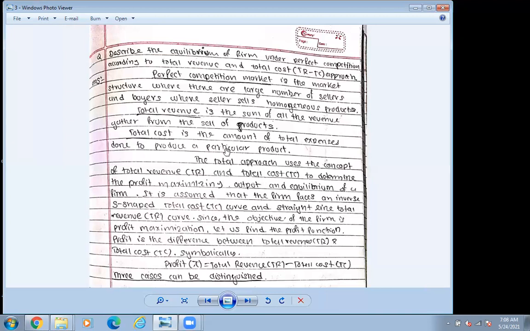this topic. Okay, the total approach uses the concept of total revenue, that means income, and the total cost to determine the profit maximization output and the equilibrium of the firm. It is assumed that the firm faces an inverse S-shaped total cost curve, and the total revenue curve is a straight line. So straight line, तिमीहरुको अघि पनि पढेका थियौ हामीले.